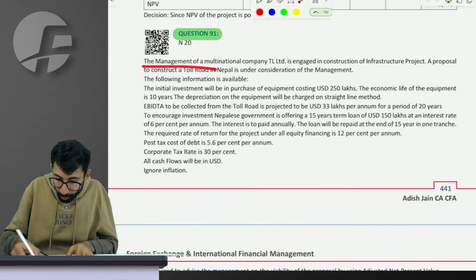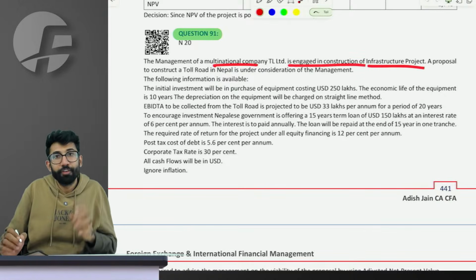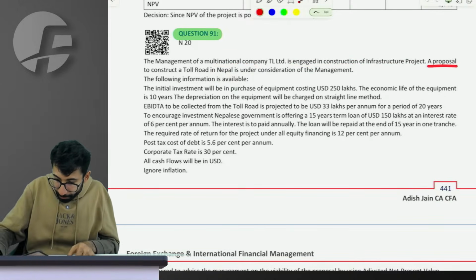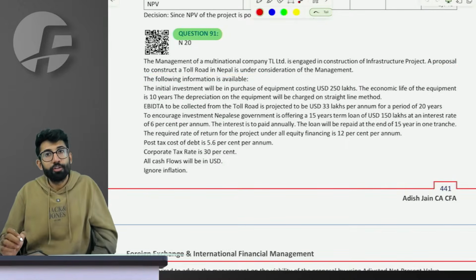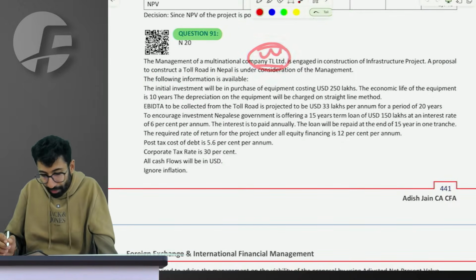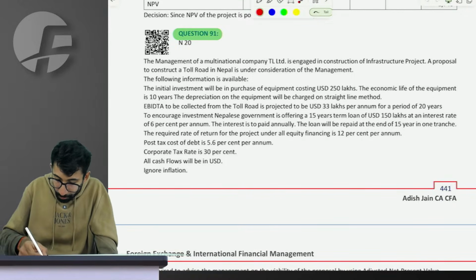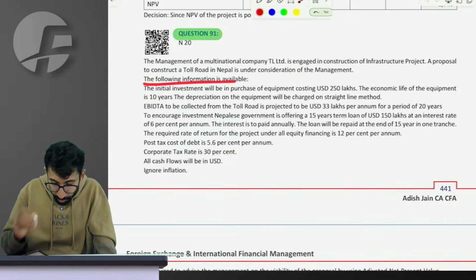The management of a multinational company is engaged in construction of infrastructure projects. A proposal to construct a toll road in Nepal is under consideration of management. Sir, we don't know which country this company belongs to, but it is considering to construct a road in Nepal. The following information is available.